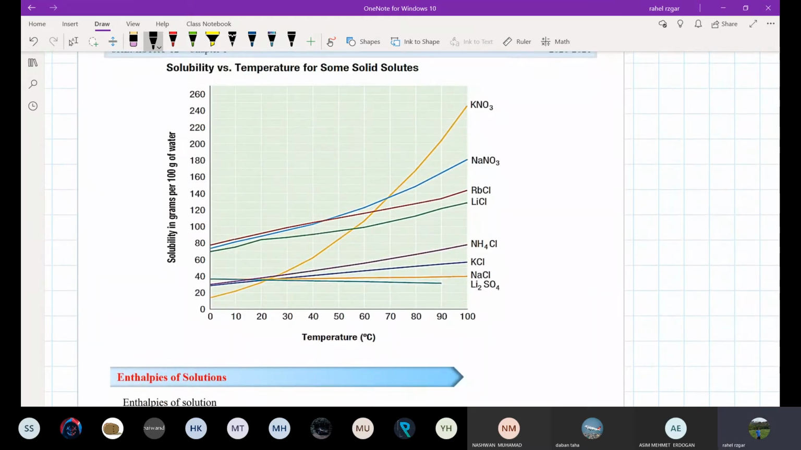This is KNO3. This is the solubility at 0 Celsius. After that, when temperature increases, look at how the solubility is increasing. At 0 Celsius, I think it's around 17 or something, or like 14, I think, yes, 14. But at around 100, it reached above 240.